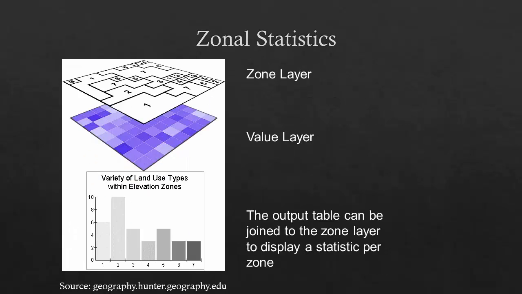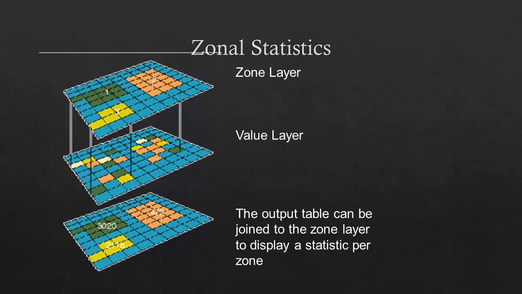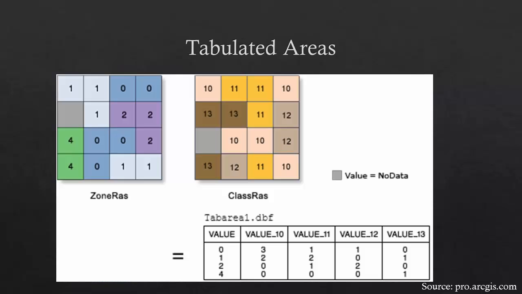The zone layer in this example is the land use type, while the value layer is the elevation layer. The output table tallies the land use types in each elevation zone. In this example, the zone layer is forest stands, while the value layer is the elevation layer. The output table will show the mean, max, min, etc. elevation within each forest stand.